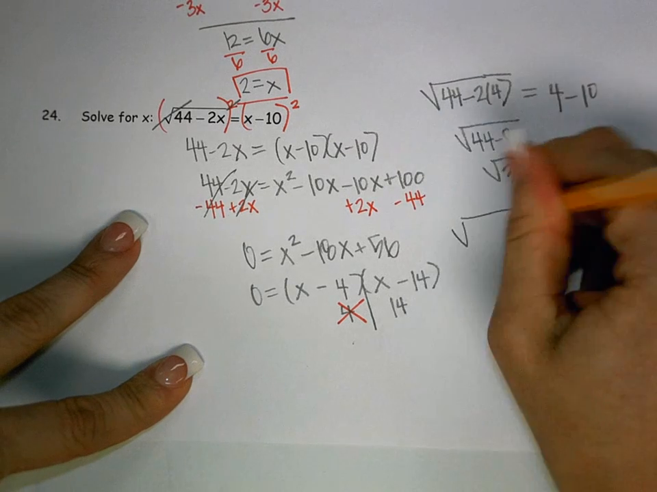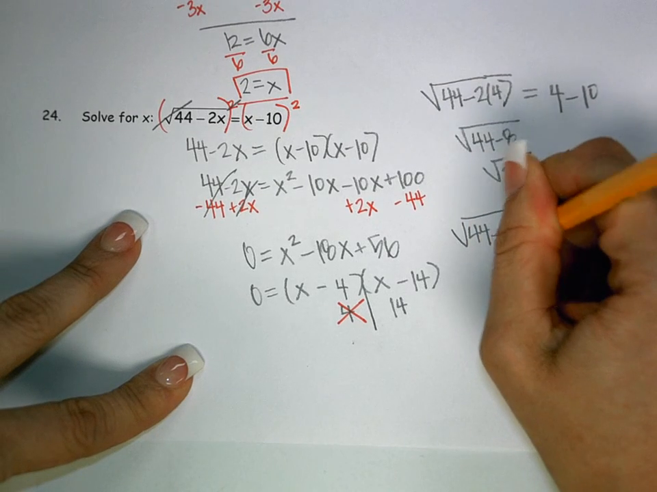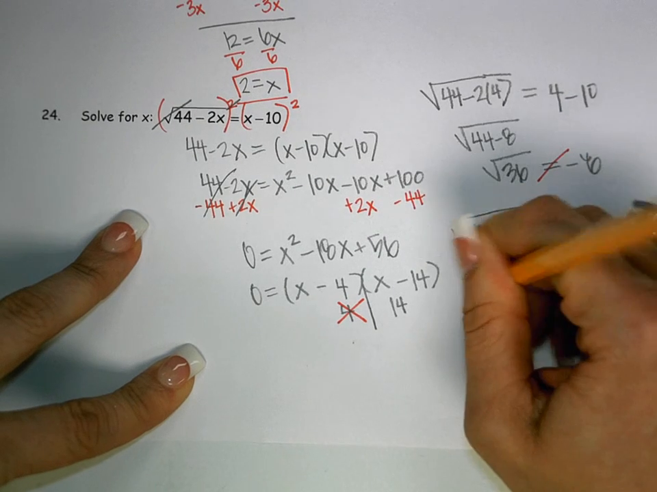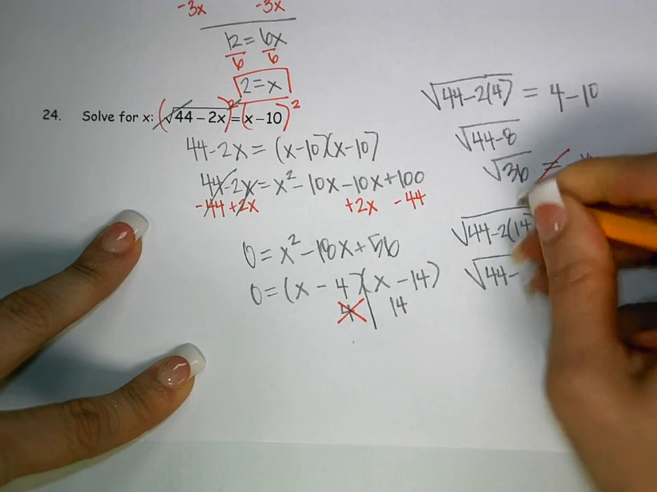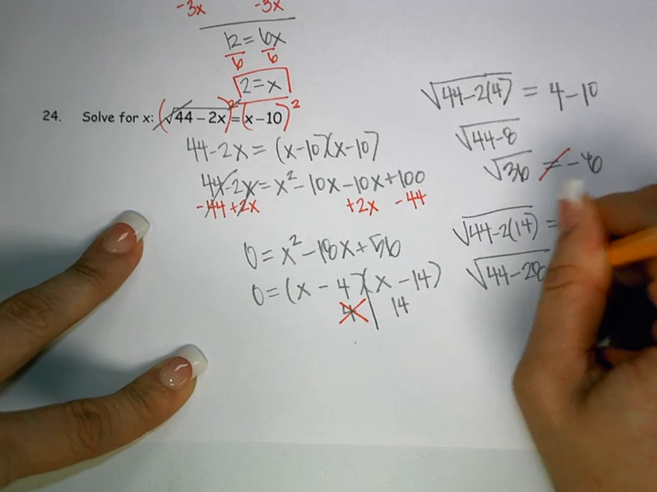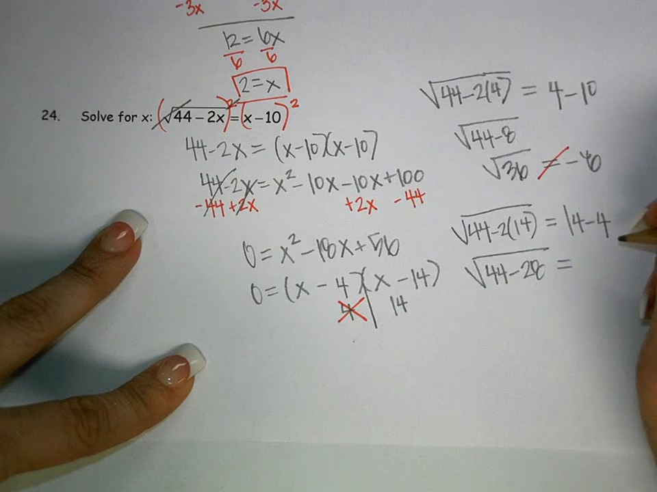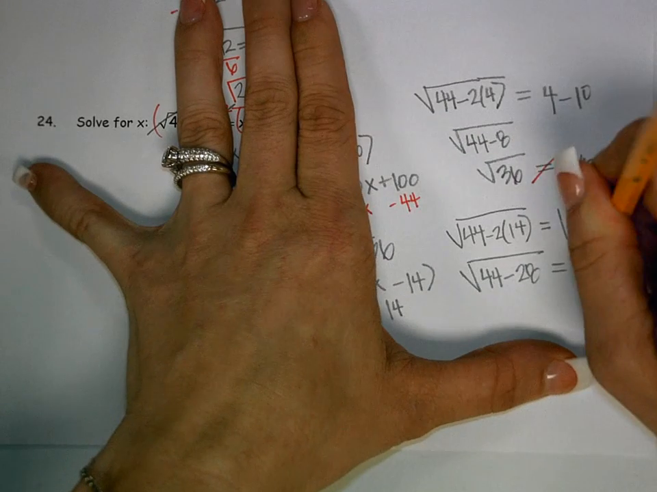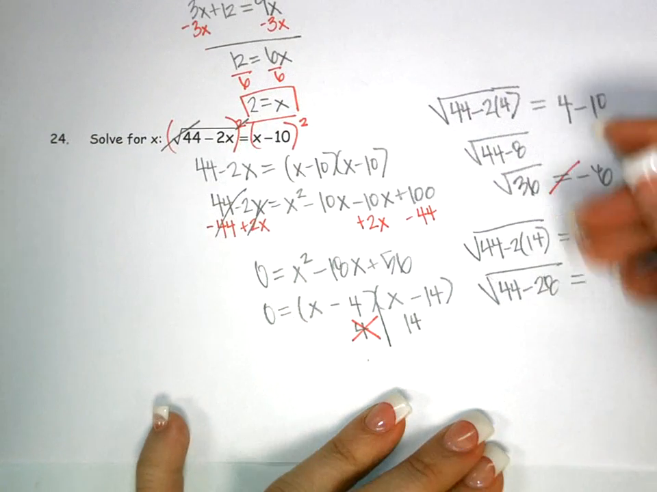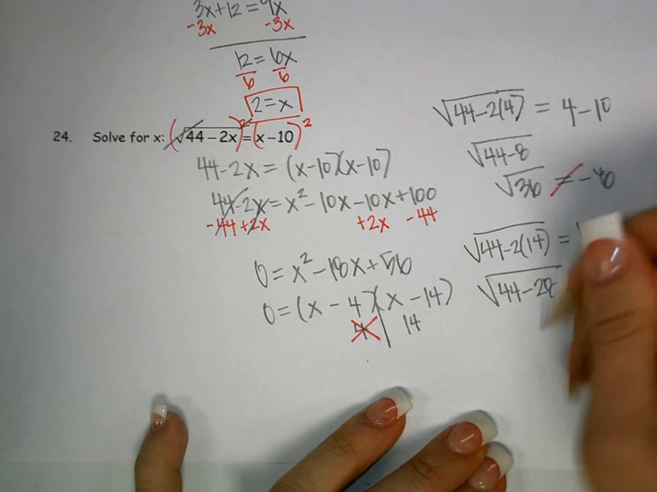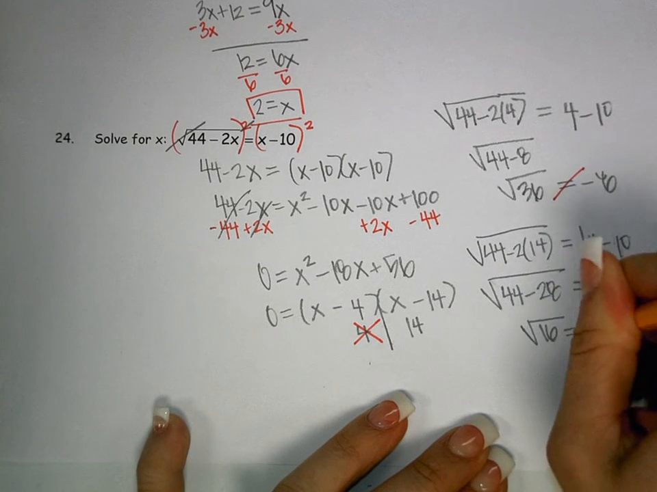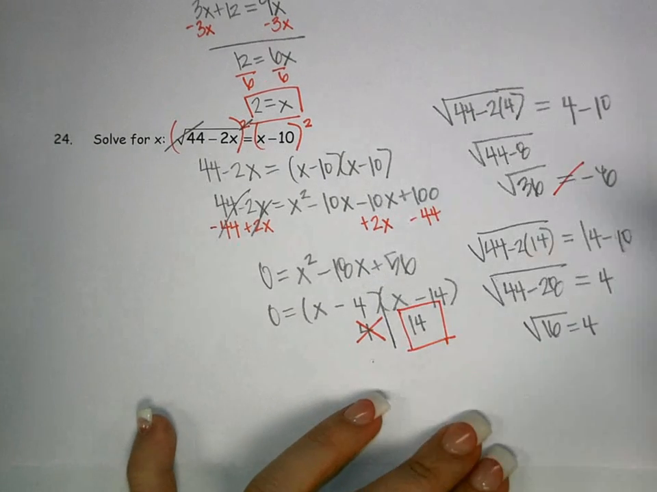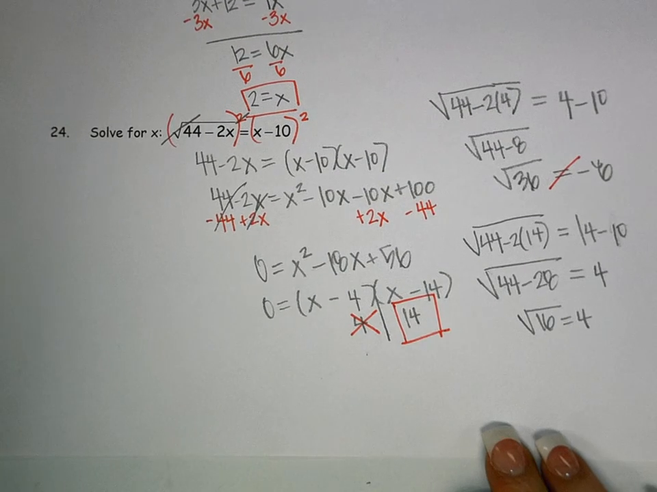So plug this in. Root 44 minus 2 times 14 equals 14 minus 10. Sorry, I was doing the, never mind. So root 44 minus 2 times 14 is 28, root 16 equals 4. Is the square root of 16 equal to 4? Yes, so your only answer is 14. Only answer is going to be 14.